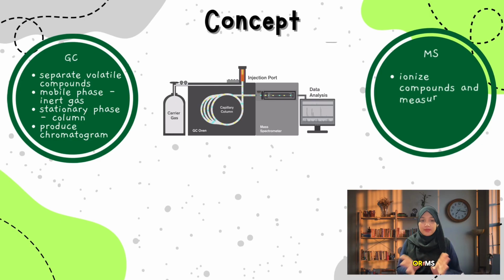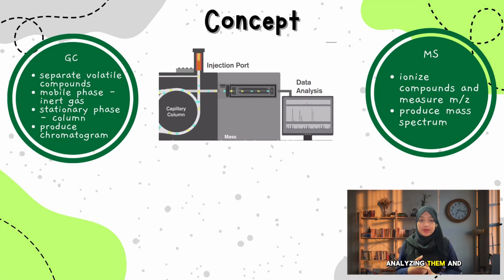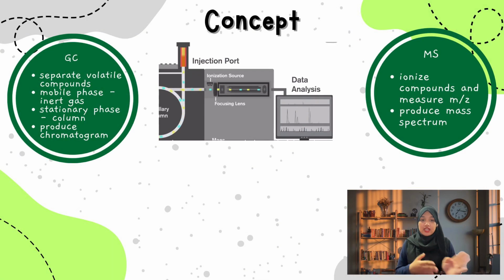Next, mass spectrometry or MS identifies compounds by ionizing them and measuring their mass to charge ratios. This process produces a unique fragmentation pattern or mass spectrum, which acts like a molecular fingerprint that allows us to both identify and quantify compounds with high sensitivity and specificity.